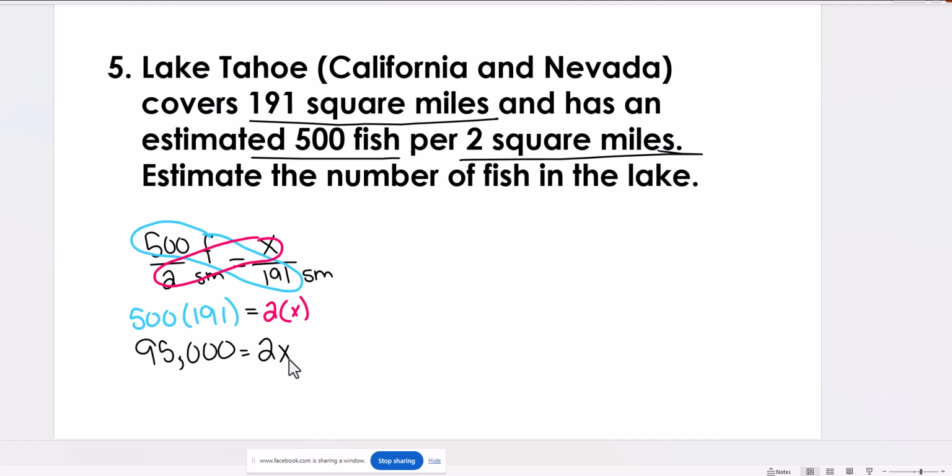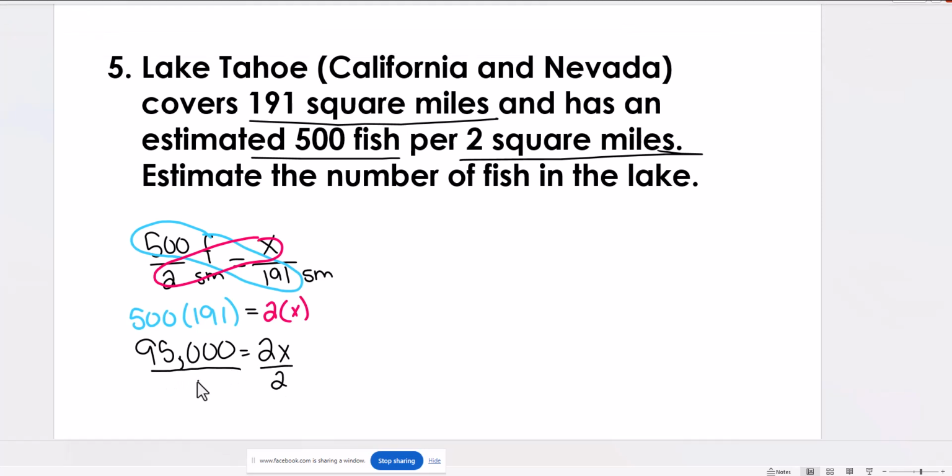Once again, I'm looking over here and I want to get my variable by itself. I want to get that letter, the x, by itself. The opposite of multiplying is dividing. And that means I'm going to divide by 2 on both sides of my equal sign. Let's do that.